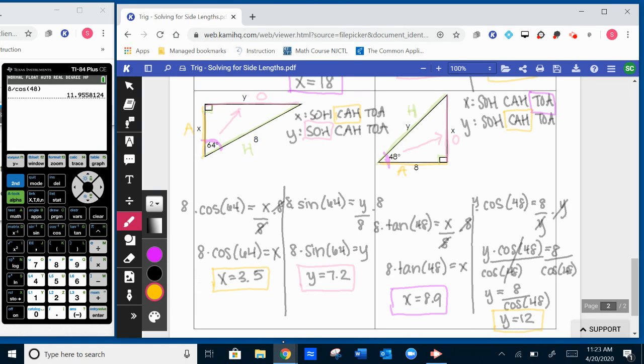And there you have it. That is how we use the calculator with our three functions and how we solve for missing side lengths in right triangles using trig.